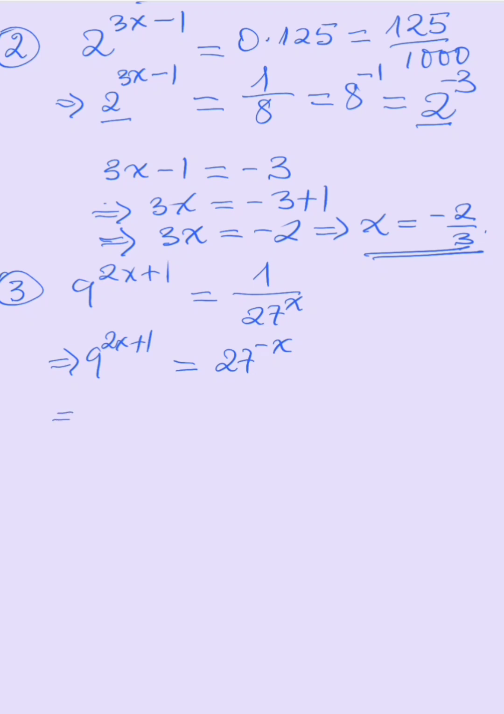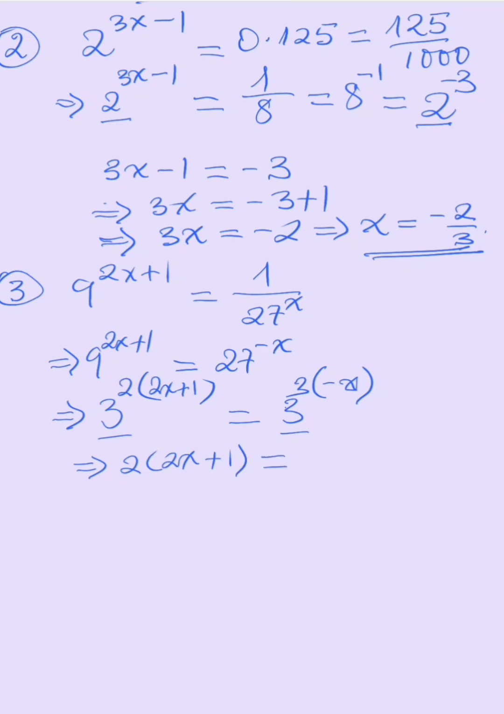So 9 is the same as 3 squared. And then we have the power of 9 as 2x plus 1. And that should be equal to 27 is the same as 3 to the power 3. And we have the index or the power of 27 as negative x. From here now, the bases are the same, and we can now equate the powers, whereby we have 2 into 2x plus 1 being equal to 3 into negative x.